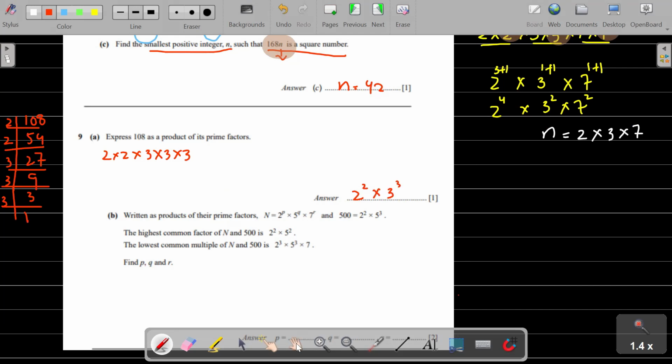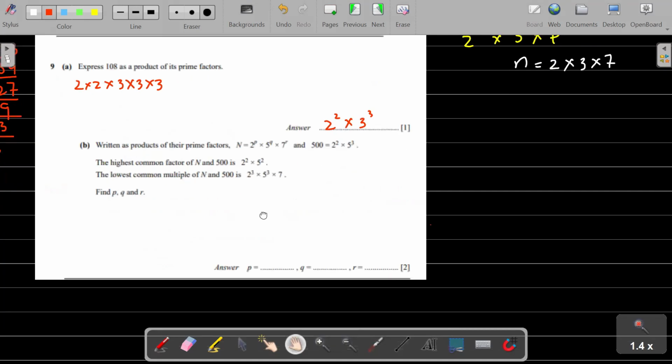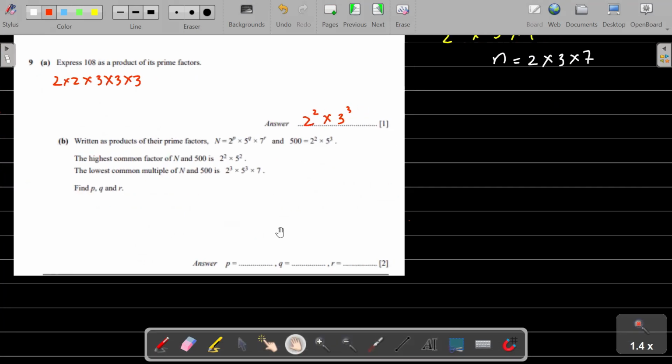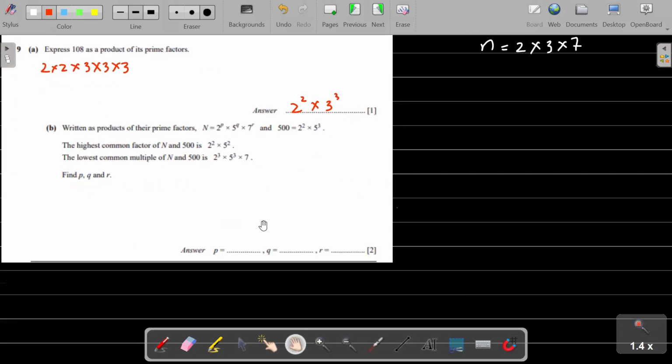In the next question, it says that the numbers are to be written as a product of their prime factors, and the highest common factor and lowest common multiple are given. Now we are going to solve them. There is a formula to solve them. As there are two numbers, the product of the two numbers is equal to LCM times HCF.